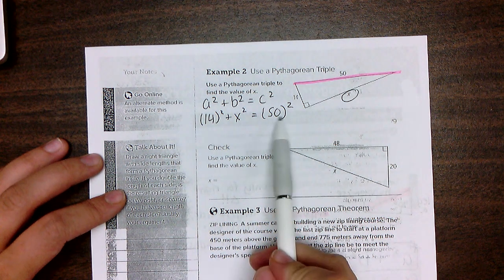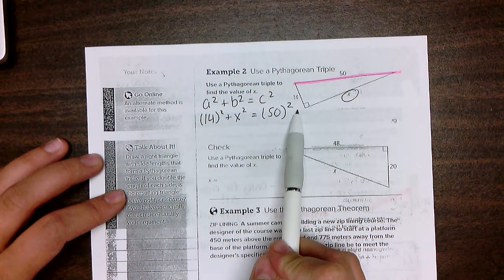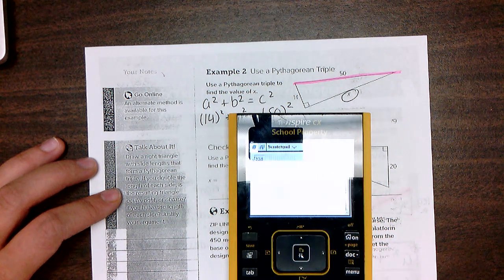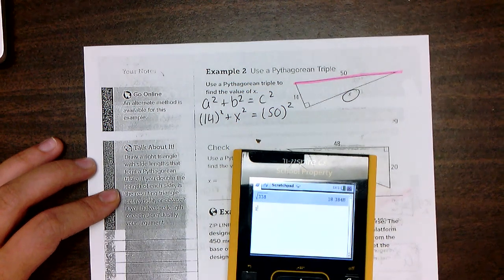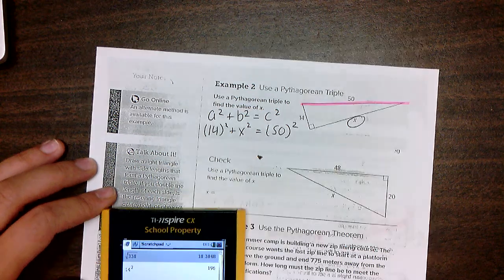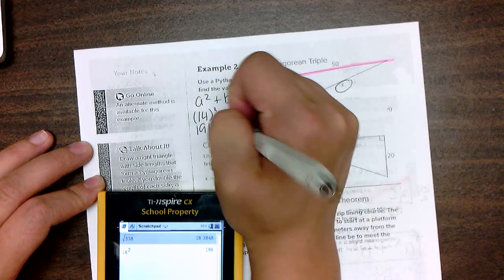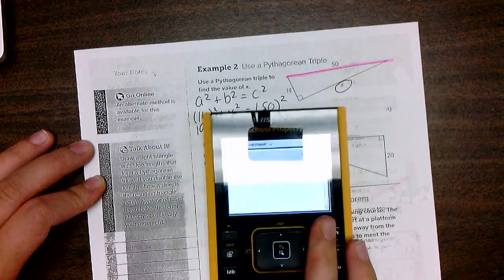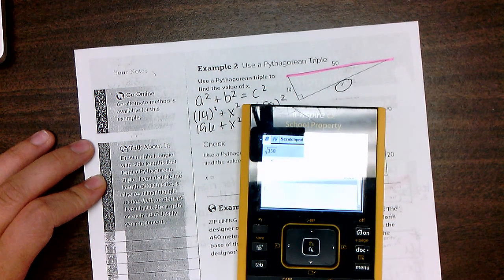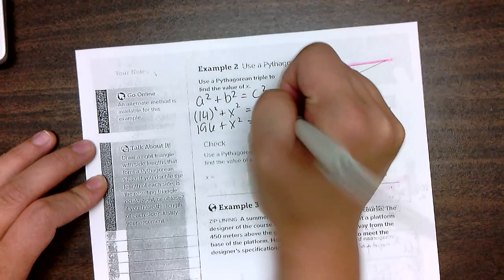And don't forget your squares. It should be 14 squared plus x squared equals 50 squared. And let's simplify the numbers that we have. So we're going to take our calculator, 14 squared, that is 196. And then 50 squared is going to be 2,500.